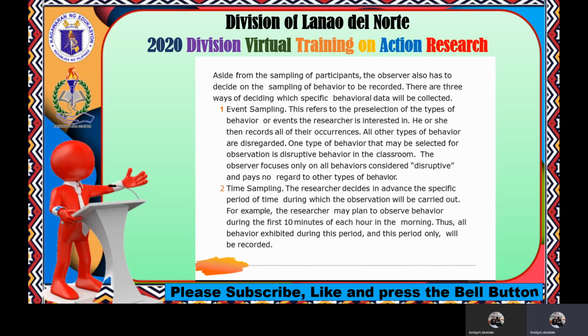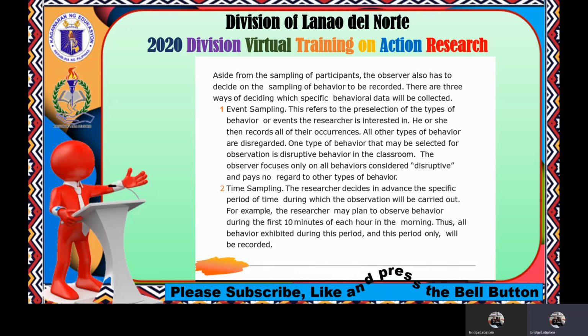Aside from the participant, the observer has to decide on the sample behavior. So aside from the method, the observer also decides what sample behavior to take. There are three ways of this, which specific behavioral data are collected.